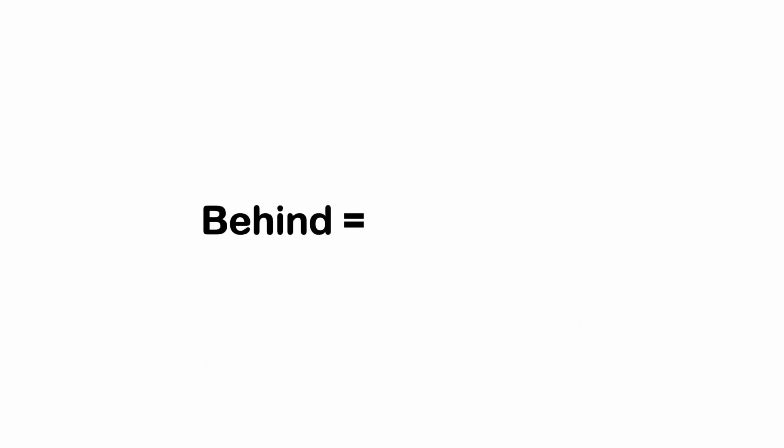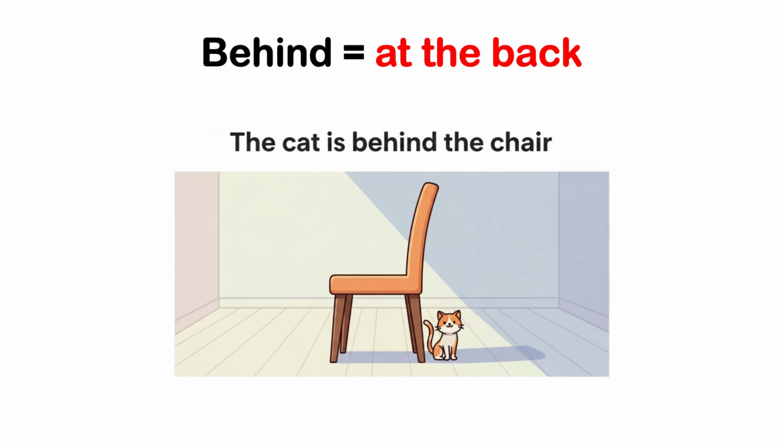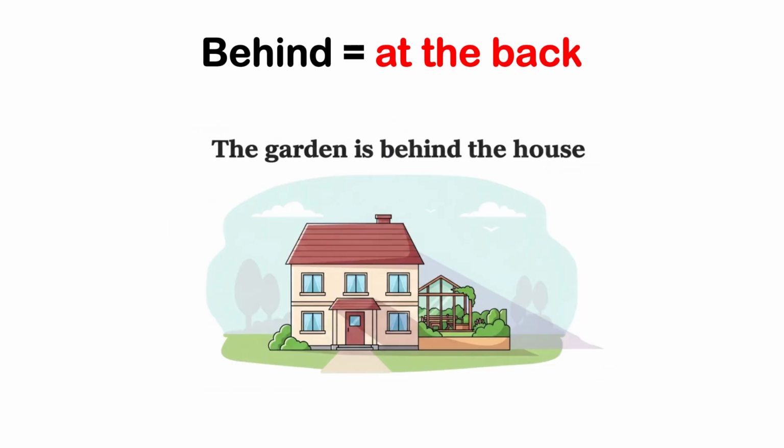Behind. We use behind when something is at the back of something. Examples: the cat is behind the chair. The garden is behind the house.